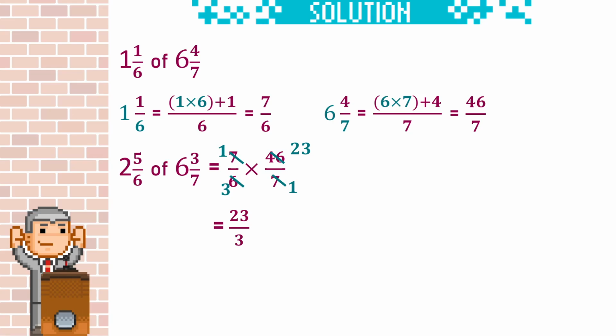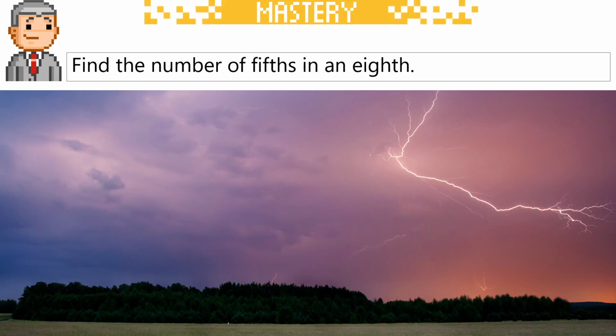We will normally be expected to leave our answer as a mixed number, so you need to ask yourself how many 3's are there in the 23. So it would be 7, as 7 3's are 21, but that gives us 2 remainders which will go at the top of the fraction.